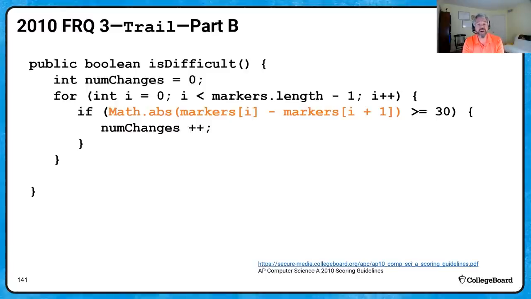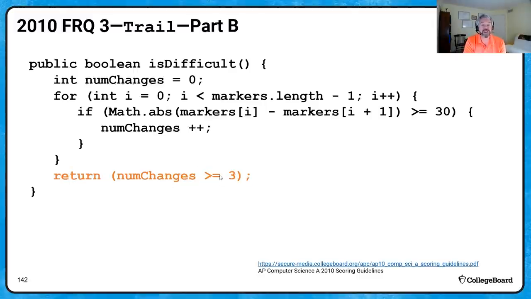So if the absolute value of my difference between marker I and marker I plus one is greater than or equal to 30, we increment num changes. That's going to give us our correct count. And so finally, the last thing we need to do is just return whether or not that number of changes is greater than or equal to 3. So if this Boolean expression is true, it'll return true. If the Boolean expression is false, it'll return false.